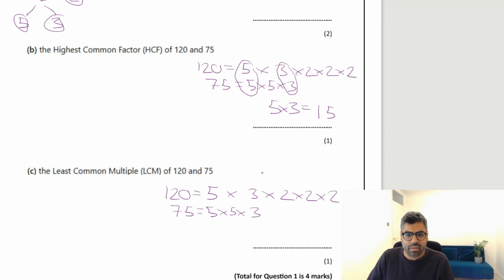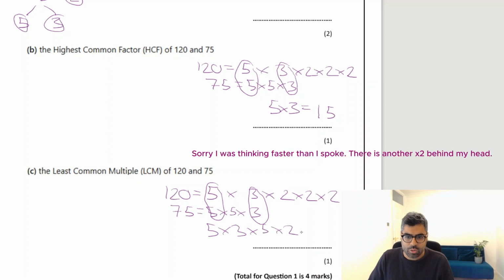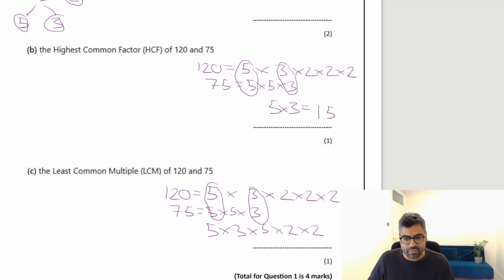Part C is very similar, so we're going to combine the numbers that are in common. So we have the 5 and we have the 3, so we put down 5 times 3. Then we're also going to multiply the numbers that we haven't circled. So we have another 5 here, a 2, 2 and a 2. So we're going to times by 5, times by 2, times by 2 again. This is a calculator paper, so we can just put it into the calculator: 5 times 3 times 5 times 2 times 2 times 2. And that gives you 600. So our lowest common multiple of 120 and 75 is 600.